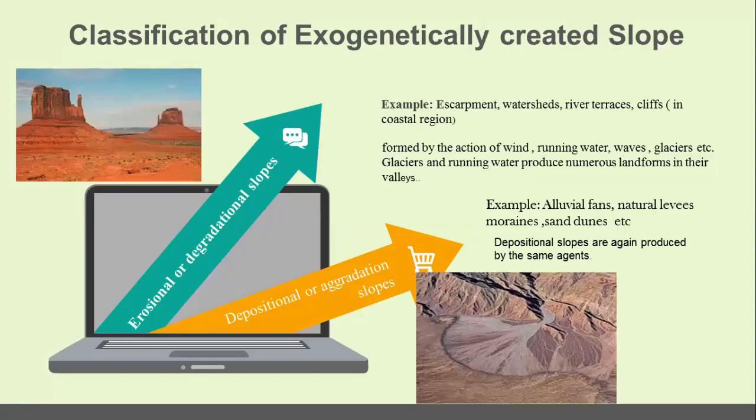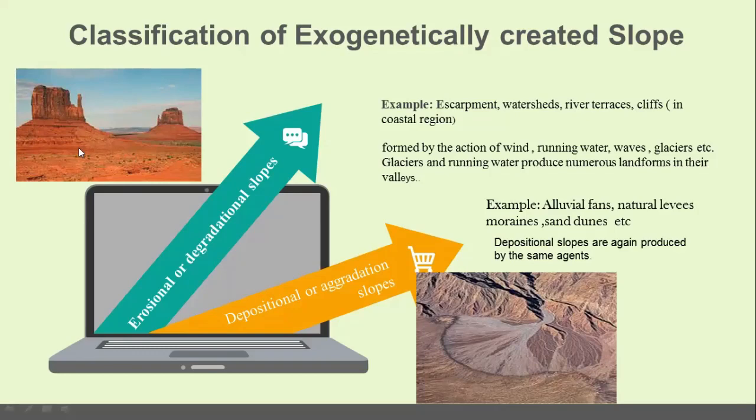Then we can classify the exogenetically created slopes into two types. What are the types? Erosional or degradational slopes, and then the depositional or aggradational slopes. In erosion or deposition, they are formed by various actions of the wind, running water, waves, glaciers, etc. Glaciers and running water produce numerous landforms in the valleys, and not only glaciers and running water. Each of them has its own assemblage of landforms.